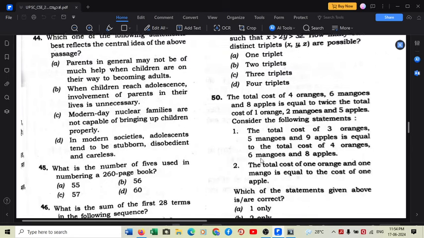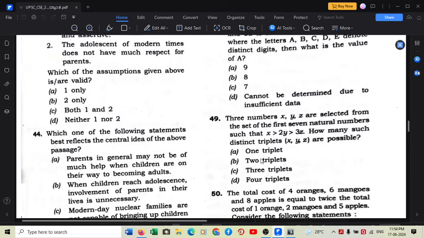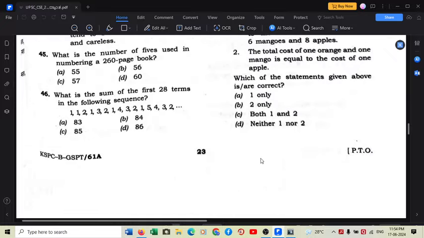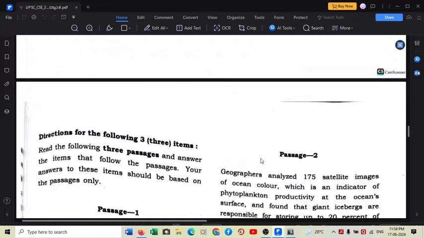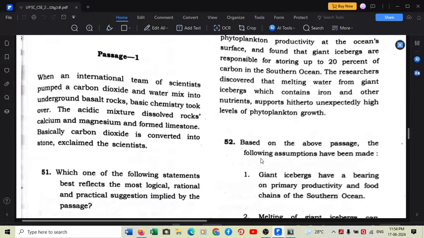Now going to another passage. The remaining questions on this passage are related to mathematics, so we'll go to another page. Okay, so a very small passage.